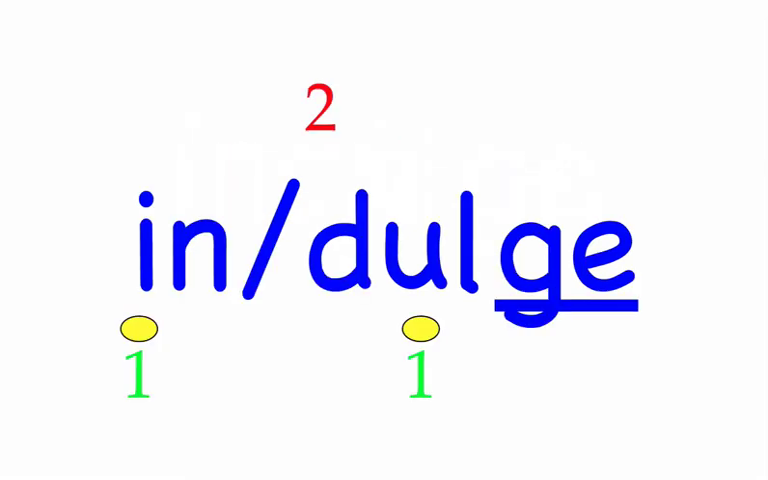Indulge. Now we have a short vowel in the second syllable, and the word ends in the sound j, but we use GE, not DGE, because in order to use DGE, the short vowel must come directly before the sound j. And in this word, we have the consonant L between the short U sound and the sound j.